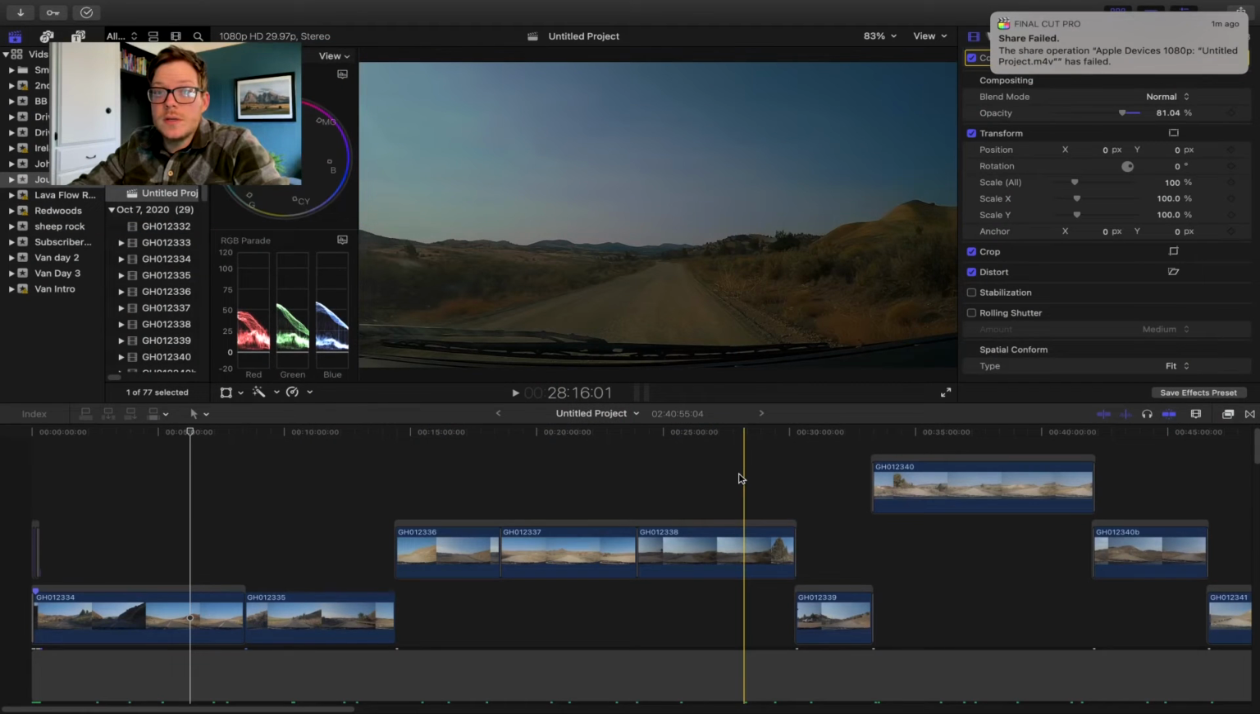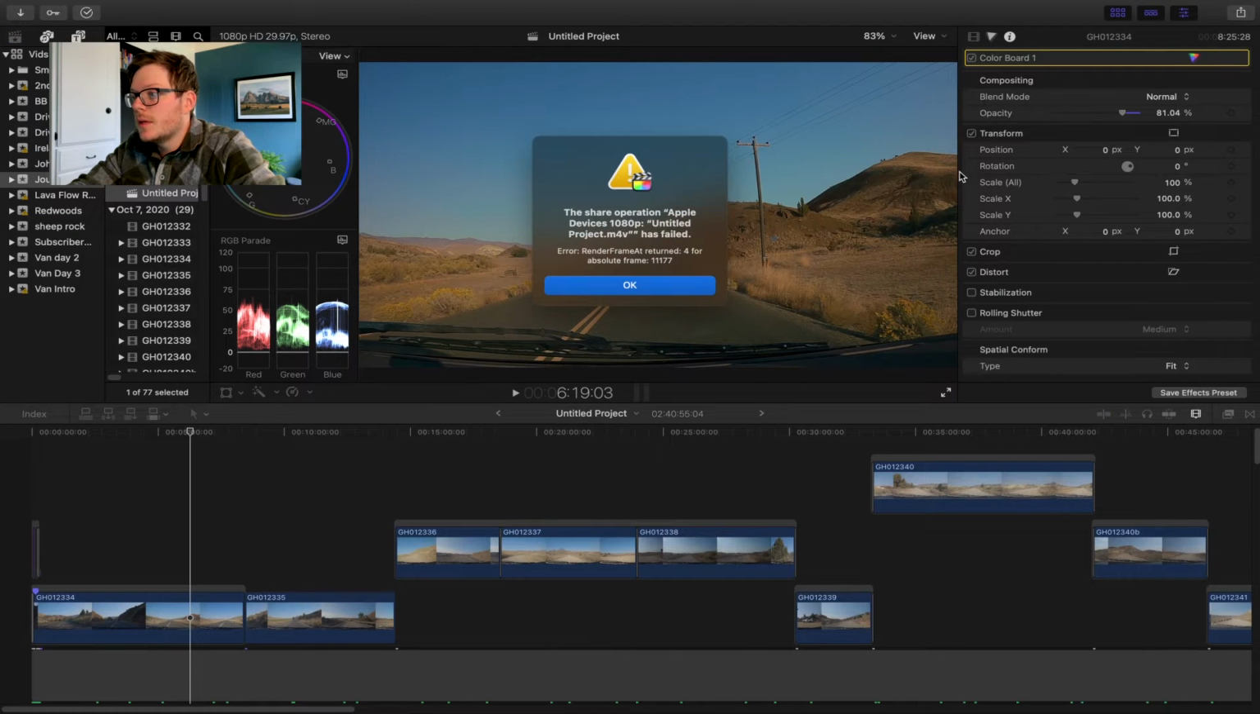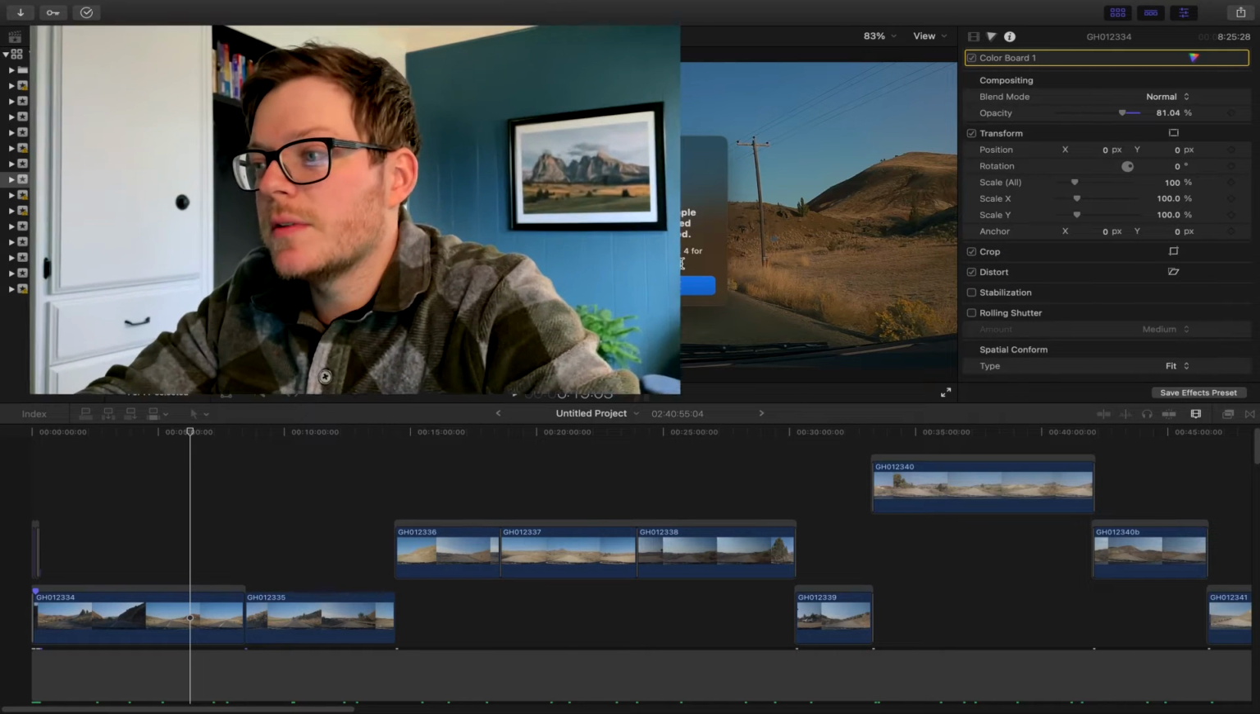All you have to do is go into the little icon here, notification window, click on details, and then it'll tell you right at the bottom frame number 11177. So an easy way to quickly and effectively find out which frame that exactly is, you need to know what your frame rate is that you're exporting your video at, and then you need to be able to use a calculator.